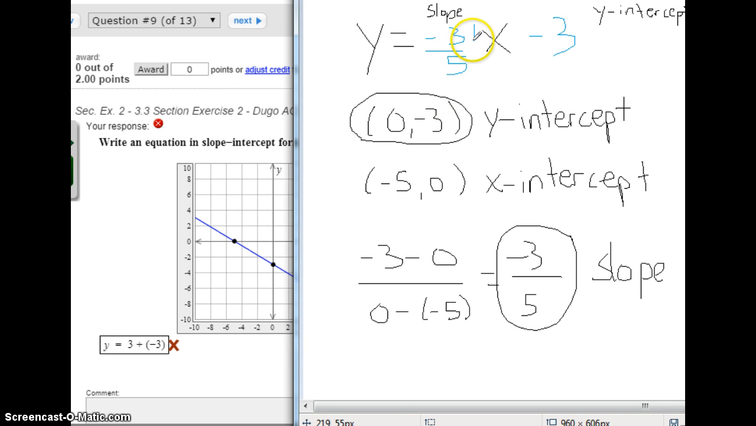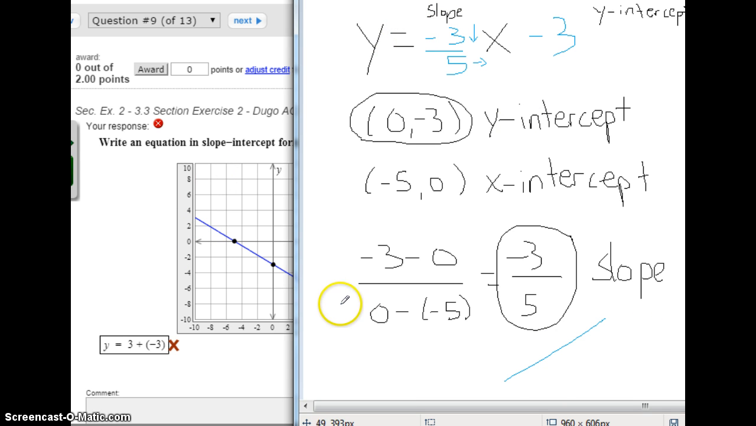Because as I said before, when the number up is negative, that means you go down, and the number on bottom always means go right. Like on that last problem, we had a positive slope, so the line went uphill from left to right. So positive lines will go up and negative lines will go down.